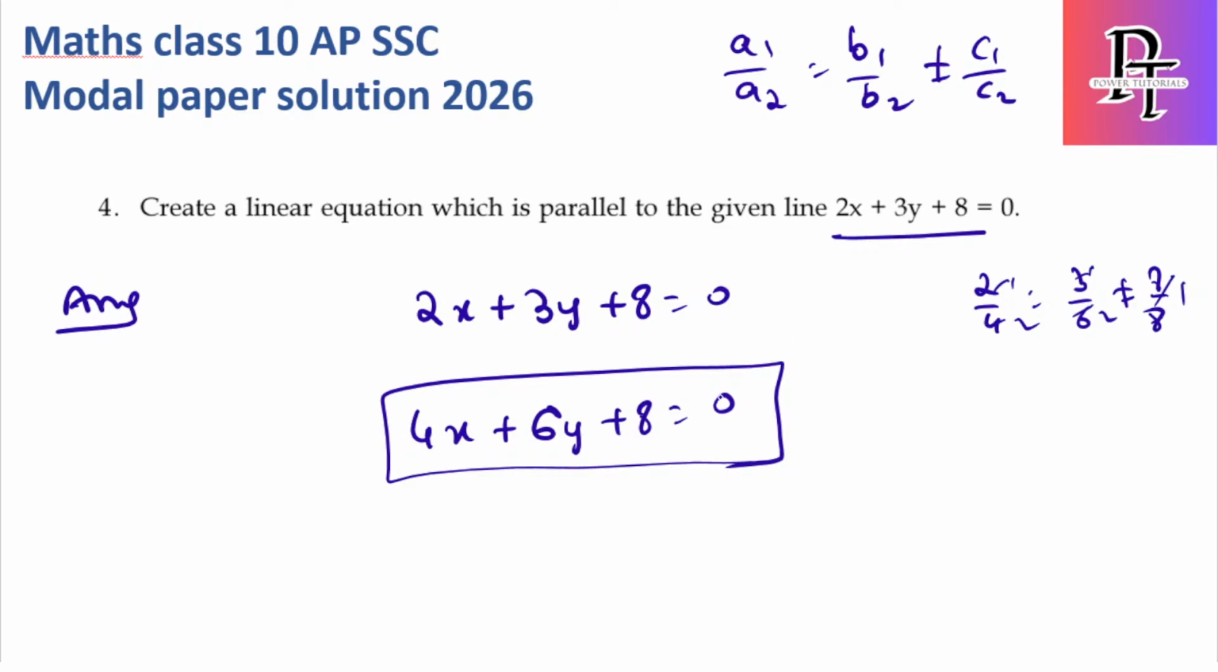Hence this is one of the answers. For parallel lines, a1 by a2 should be equal to b1 by b2 and should not be equal to c1 by c2, whereas for intersecting lines, a1 by a2 should not be equal to b1 by b2, whereas for coincident lines, if they ask you in the same question, you have to say that a1 by a2 is equal to b1 by b2 is equal to c1 by c2.